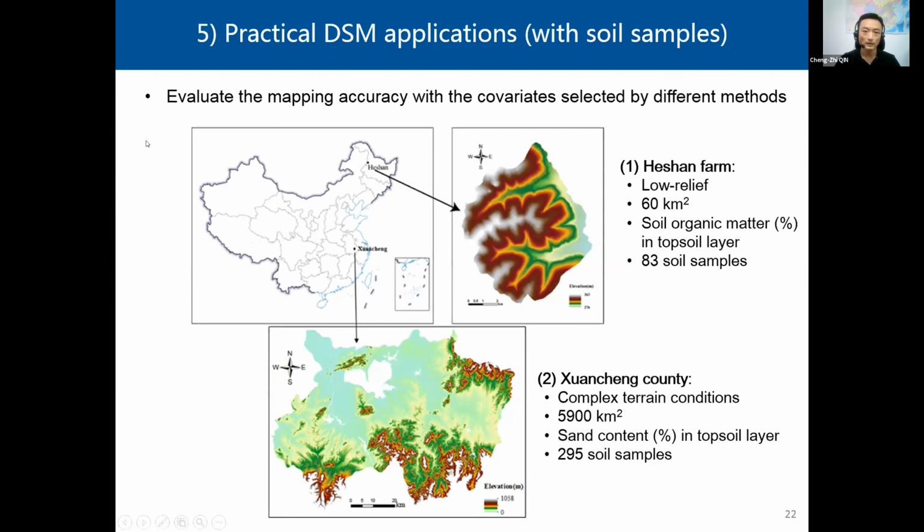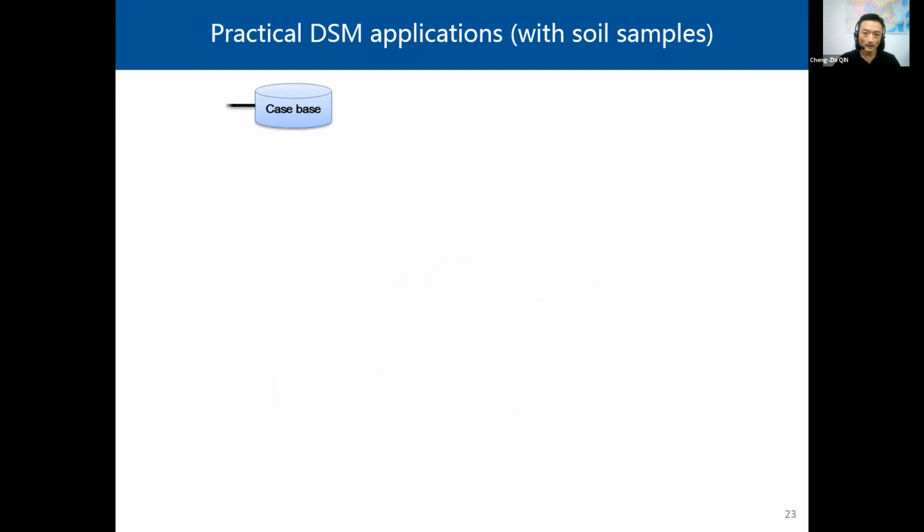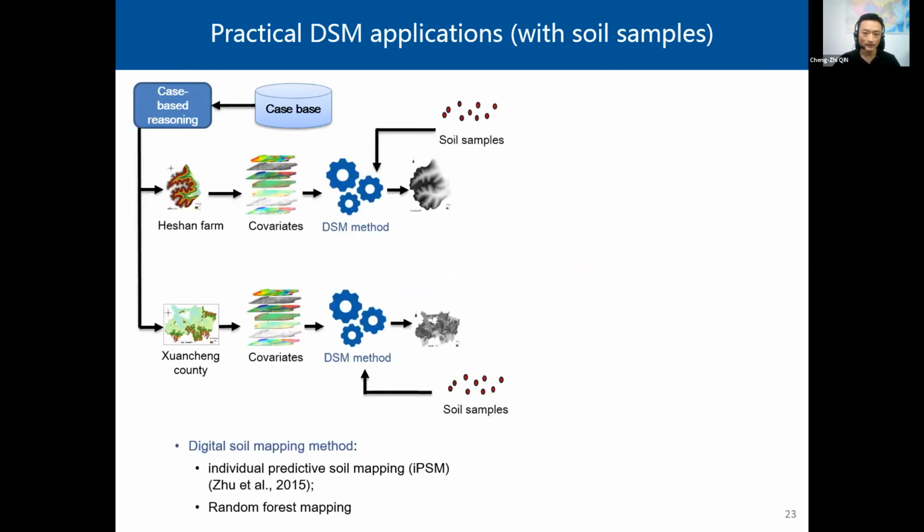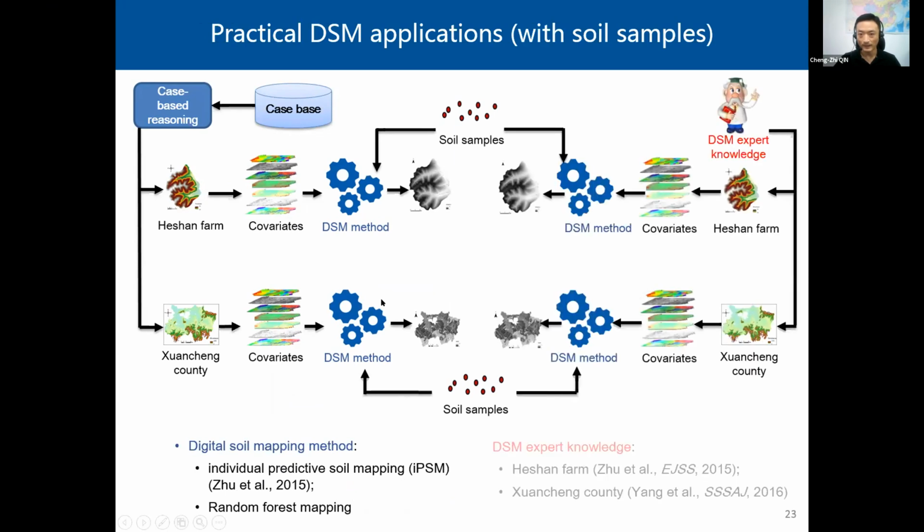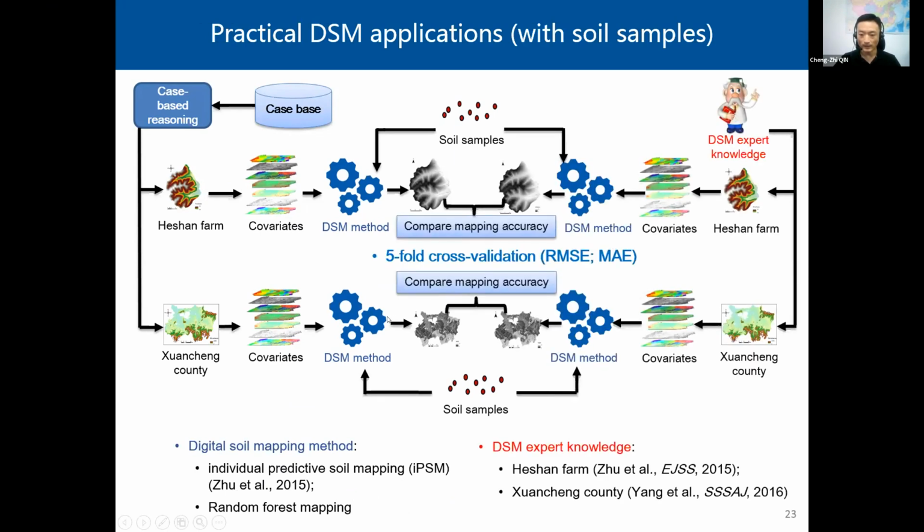We also conduct practical digital soil mapping applications with soil samples in two study areas with different kinds of terrain conditions and different area sizes, and for different kinds of soil properties. Here, we use two different strategies and methods to recommend the covariates for two different digital soil mapping methods. One is the individual predictive soil mapping, and the other is the random forest mapping algorithm. And we also compare with those covariates suggested by digital soil mapping experts' knowledge. Then we use field samples to make a five-fold cross-validation.